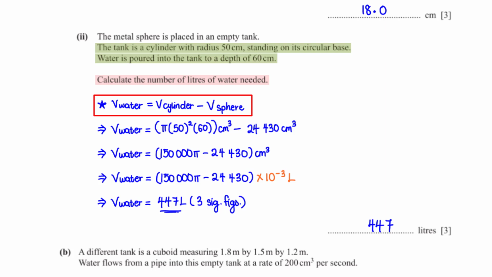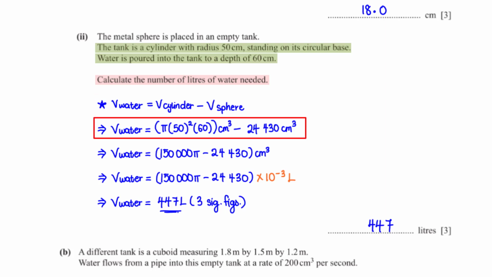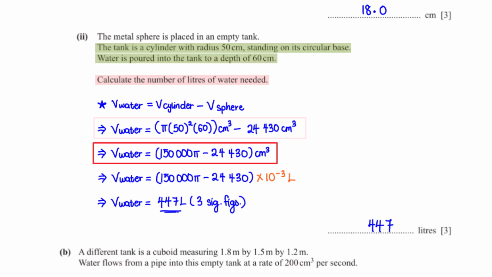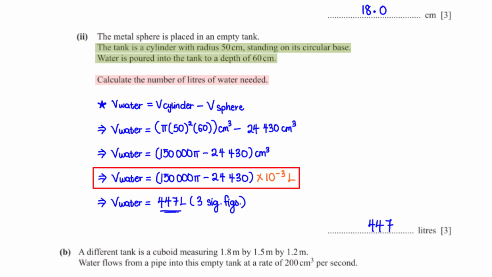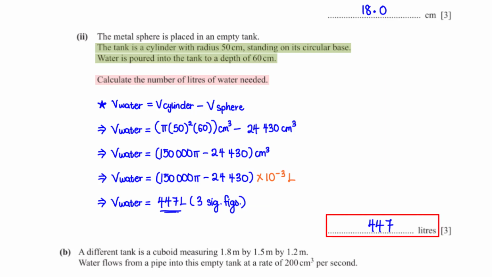The volume of the cylinder is pi r squared h, where r is 50 centimeters and h is 60 centimeters. We already know the volume of the sphere, which is 24,430 cm cubed. Pi times 50 squared times 60 is 150,000 pi. To convert cm cubed to liters, we divide by 1000 or multiply by 10 raised to the power negative 3. When we type this into the calculator, we get 447 liters, rounded to 3 significant figures.